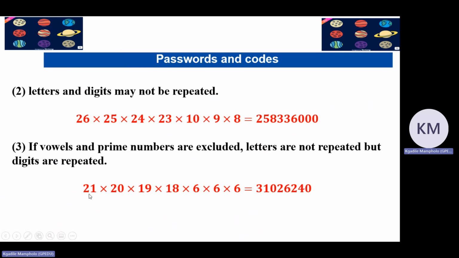Hence we have 21 because we are using 21 letters, 20, 19, and then 18, because letters are 21 and they are not repeated, but digits are repeated. So we have 6 digits when we exclude the prime numbers. Then we have 6 times 6 times 6. So when you choose the first digit of the code, you choose out of 6. Second digit you choose out of 6. The third digit you choose out of what? 6.